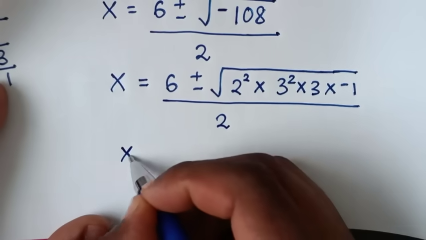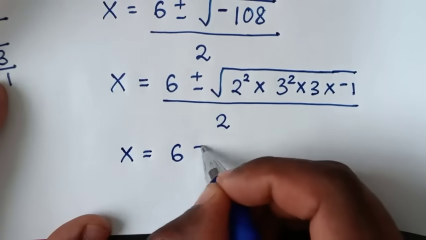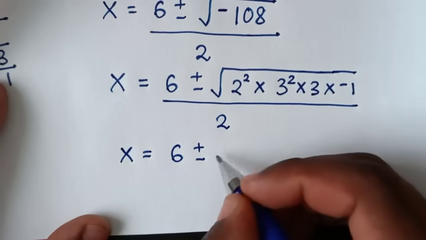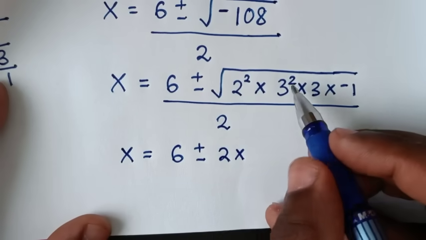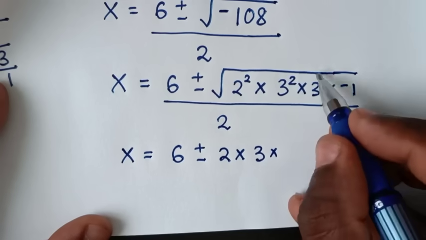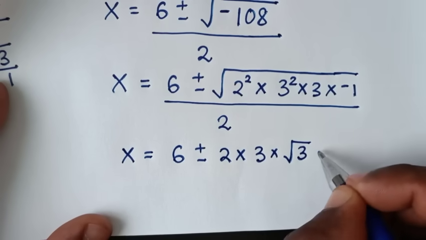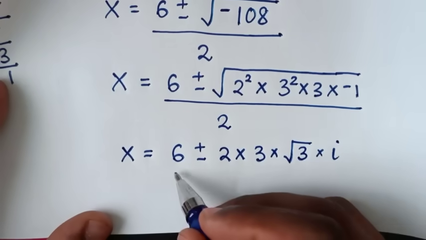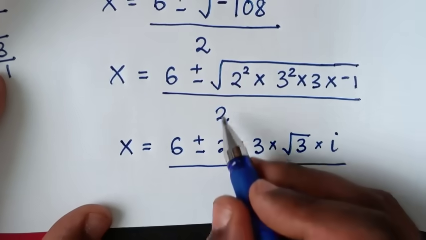Then it will be x is equal to 6 plus or minus square root of 2 squared, it is 2, times square root of 3 squared, it is 3, then times square root of 3, then times square root of -1, it is i, then over this 2.